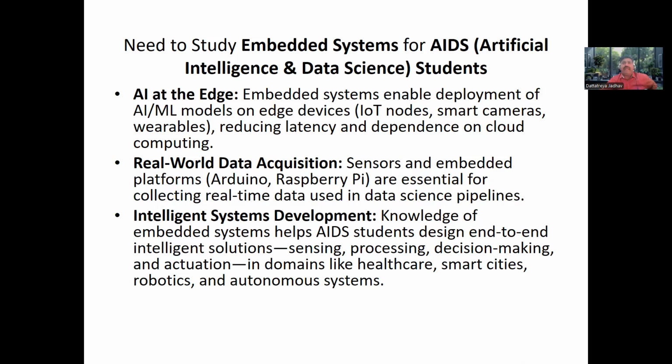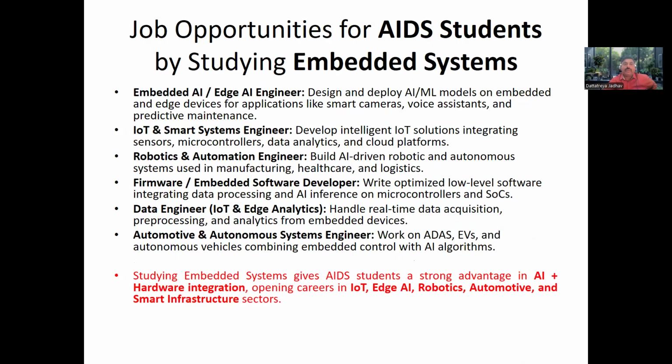Now this is our current and growing field, and a number of AI ML applications work in that field. So we have to know all the basic concepts related to processing. It may be related to embedded Arduino, Raspberry Pi, ARM processor. That concept will be needed, and it greatly helps AIDS students to design and develop systems by an end-to-end process.